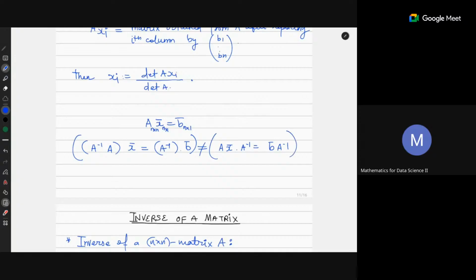Sir, can we not do it like this? Can I do it with, sir, a 3 cross 3 matrix, Cramer's rule?